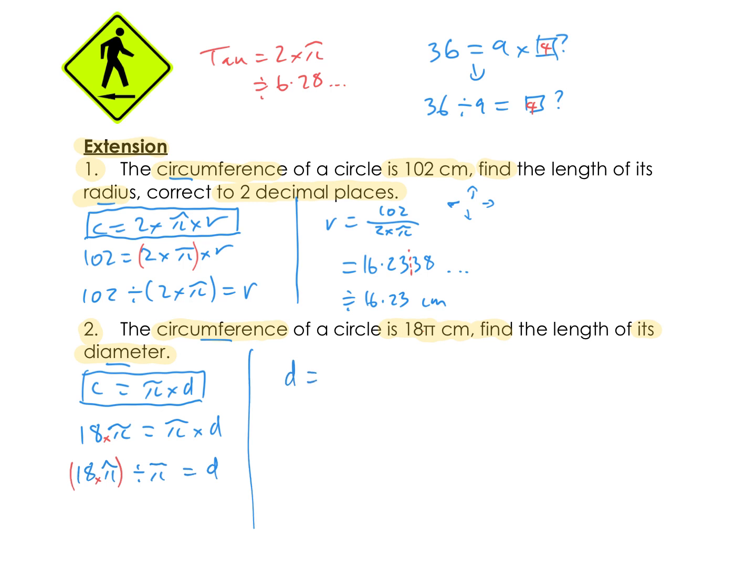So maybe I could write that as a fraction. Or maybe you know something about this. Maybe you know what pi divided by pi is. I'm going to write it as a fraction, but you don't have to do this step if you don't want to.